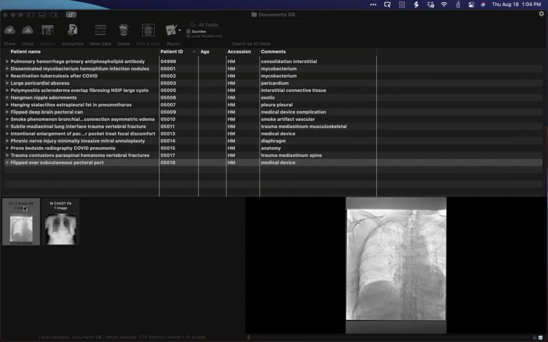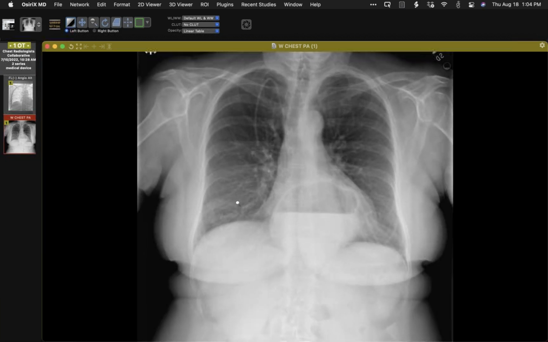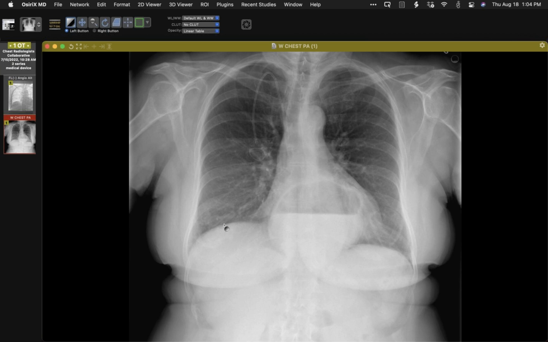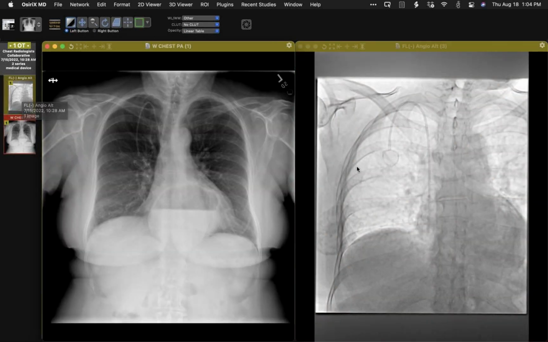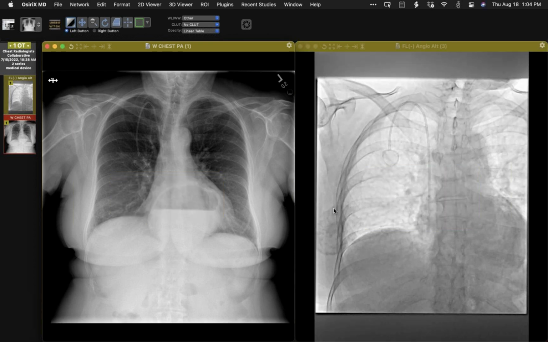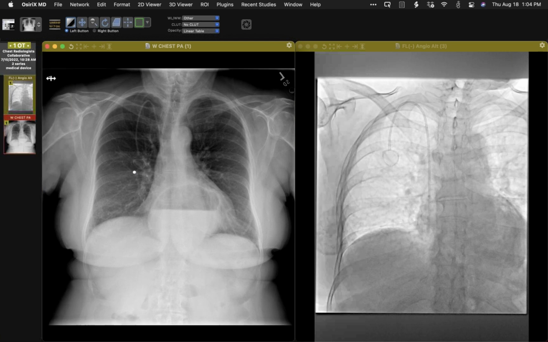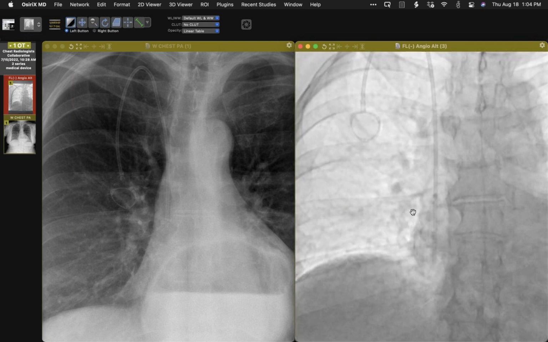Okay, let me start with this one. This was from just a moment ago, and the indication was question mark flipped port. So I went back and found an image obtained earlier this year in July when the catheter was placed, and I will show you magnified up here how different it looks.